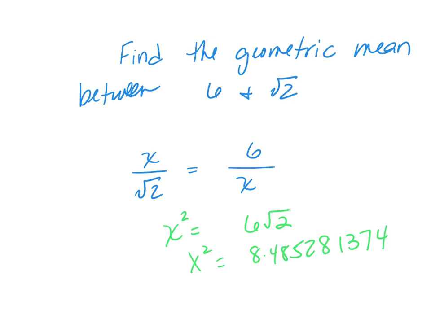So what we're going to do is square root both sides. You already have that number on your screen. Just square root it, and you'll get x. It's 2 point something. What is the square root of 8.485281374? So the answer is 2.91. It's the square root of that number.